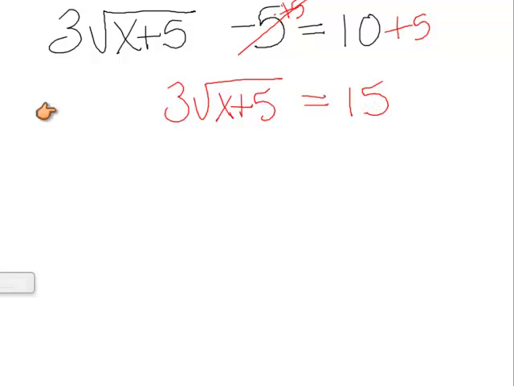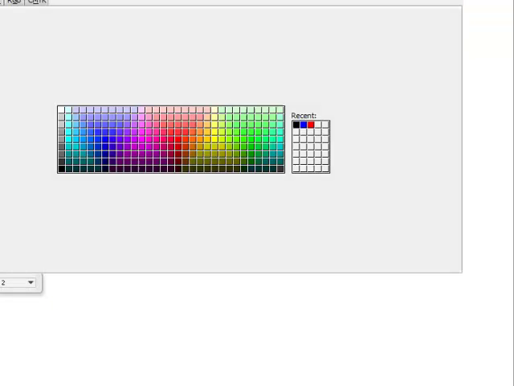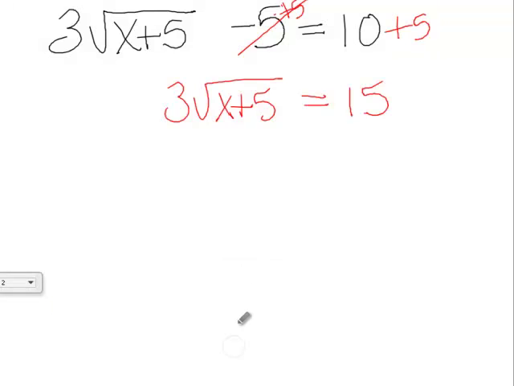Now that we've moved what's being added or subtracted, we need to take care of the 3, which is being multiplied by it, just like that would be the next thing that you would do if this was a normal equation and this radical was something like y instead of the radical. And the 3 is being multiplied by the radical. The opposite of that is to divide. So we're going to go ahead and divide both sides by 3.